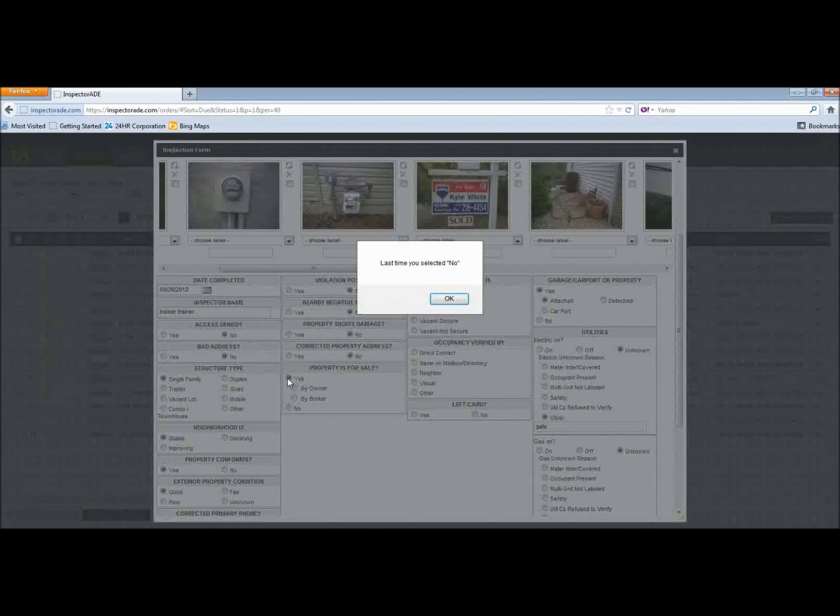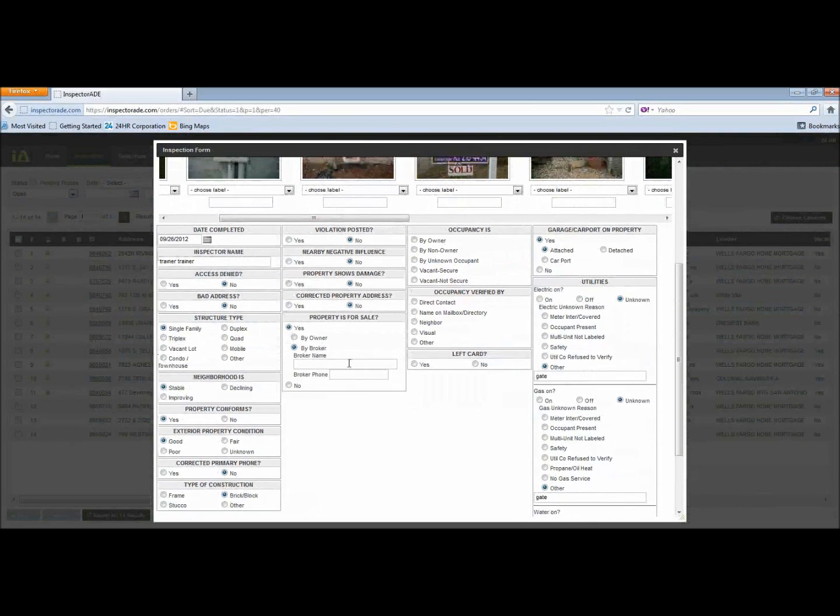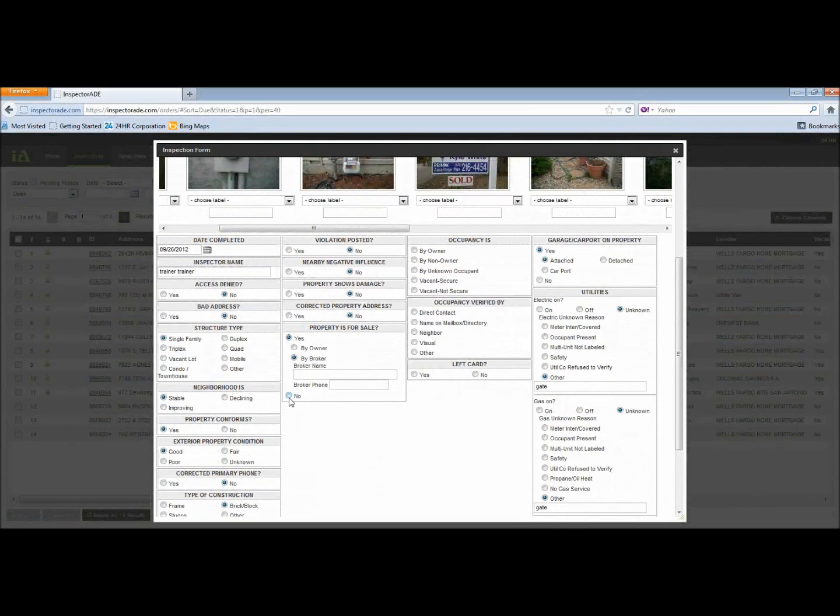Property is for sale. By owner, by broker. If it's broker, we need the name and the phone number and a photo of it every single time. Once you add something in, as you notice when I first opened up this inspection, the form is filled out from the month before for most of the areas except for the occupancy and the comment. So if you add in a for sale sign, it's going to stay there until you take it off. Once you put in this property is for sale, next month you won't have to add that information in. You'll just have to take a photo of the for sale sign.